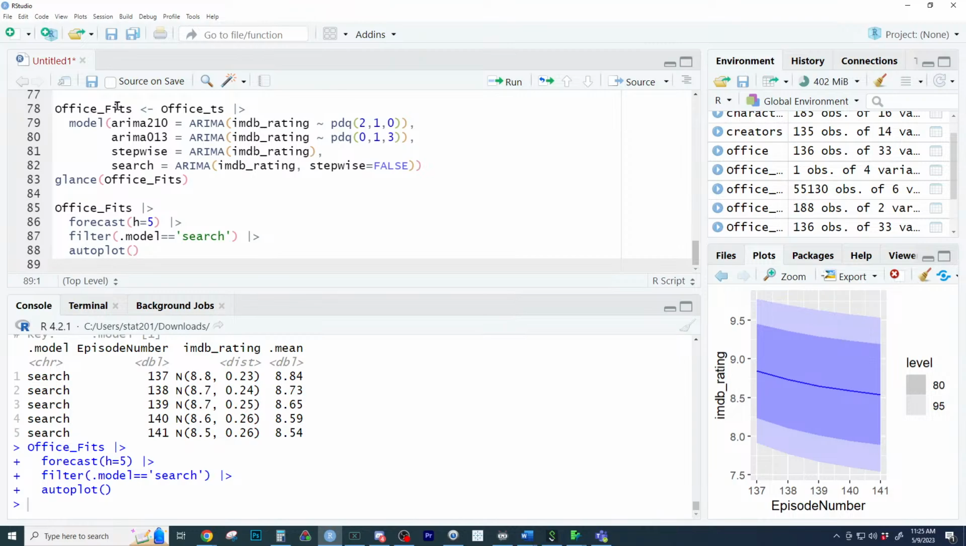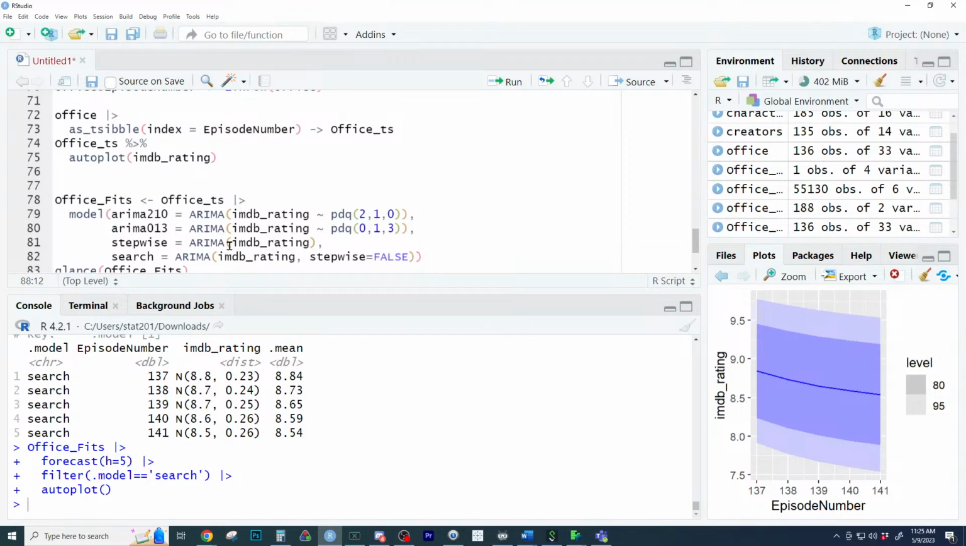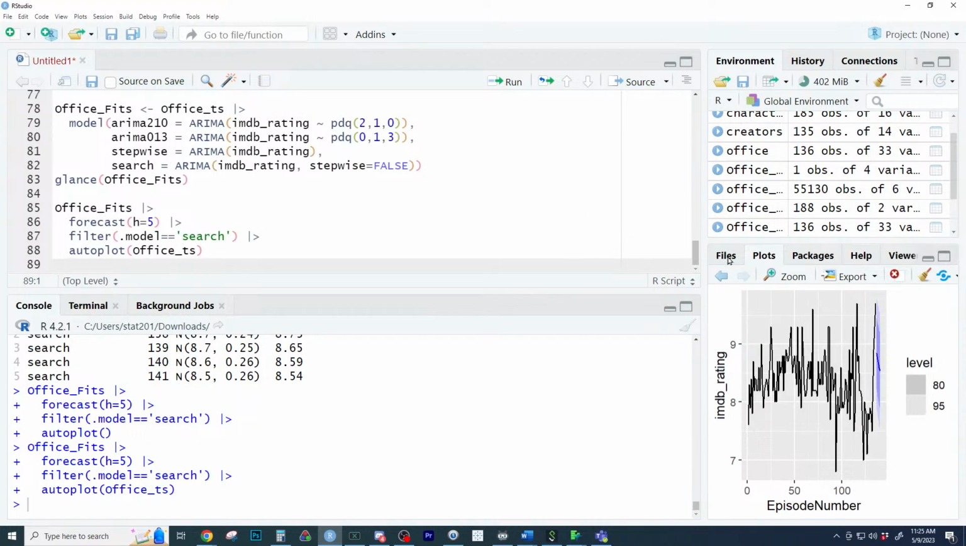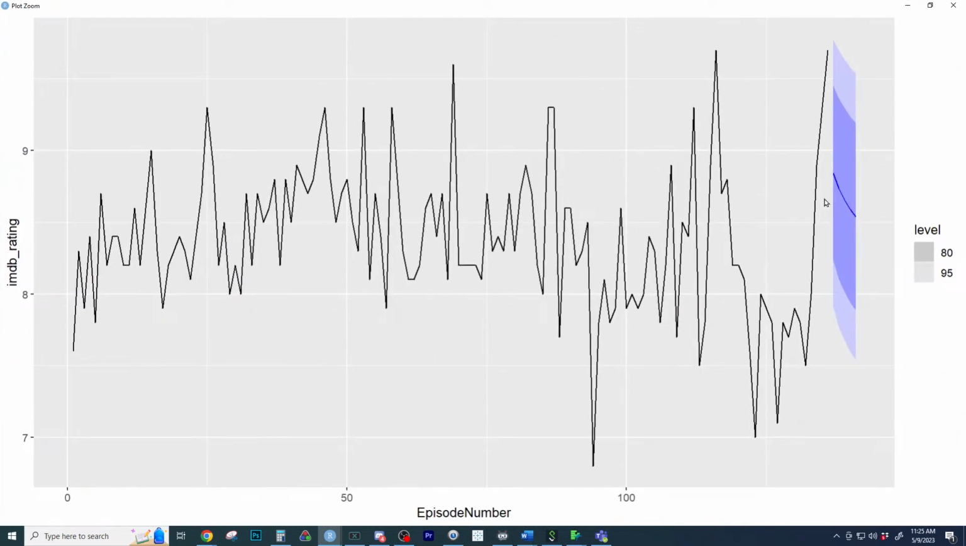And what if we go here? Oh, I think I know what I got to do. It's Office Time Series. There we go. So we actually predicted it would go back down.